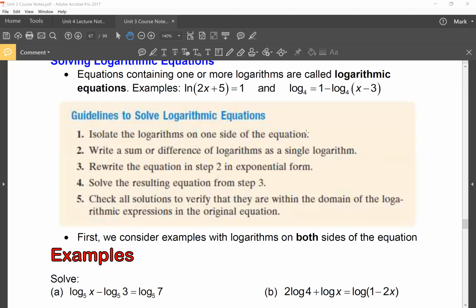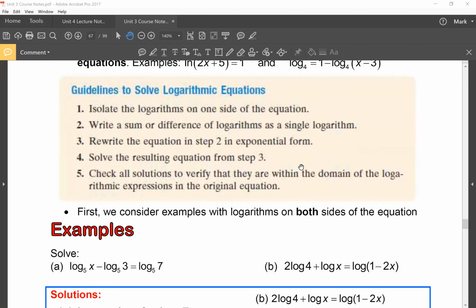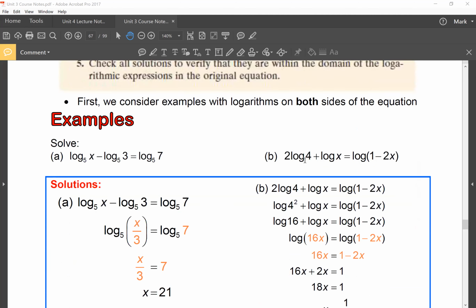Rewrite the equation in step 2 in exponential form. Solve the resulting equation from the previous step, and then check your solutions. Now, these are just guidelines. These aren't what you're going to do in every type of situation. So let's look at examples with logarithms on both sides of the equation.